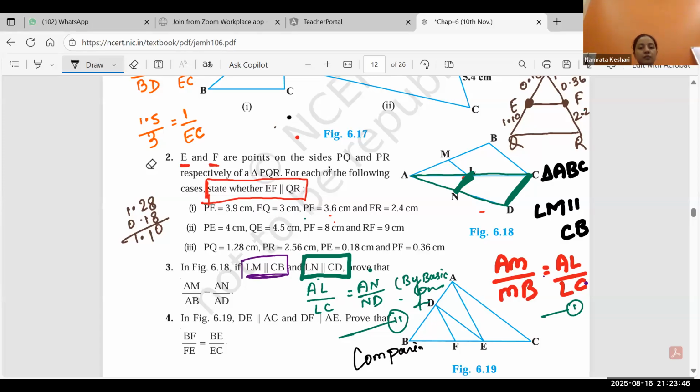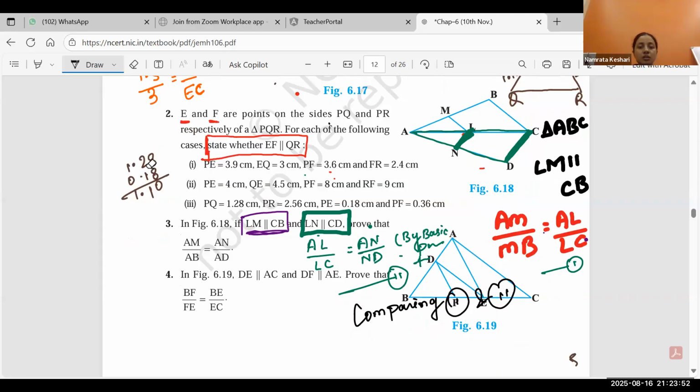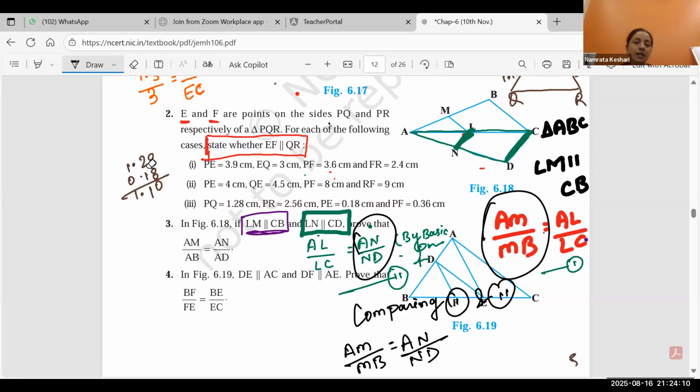Check करके देख लो, जो हमें प्रूफ करना था वो हमें मिल चुका है. कैसे? Just by comparing 1 and 2. Okay, you can write AM by MB is same as AN by ND. हमने इक्वेशन 1 and 2 को कंपेयर करके लिखा है. Making sense? This and this will also be same. Yes, ma'am. Hence proved.